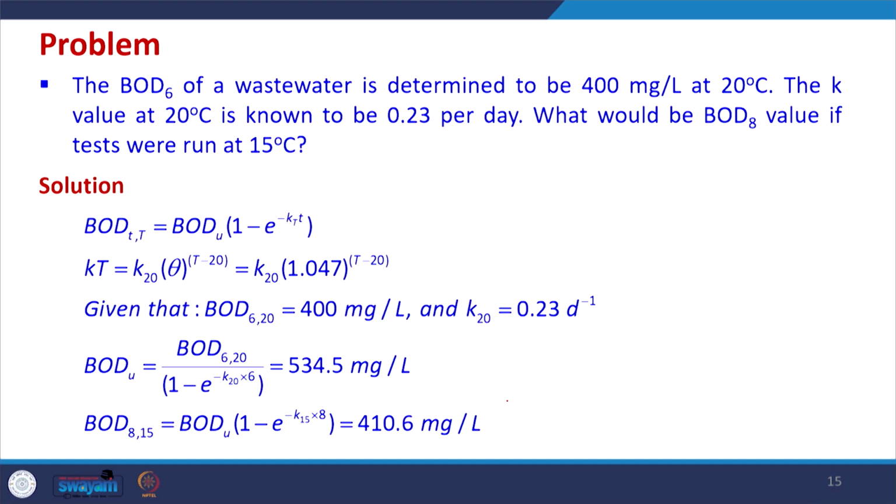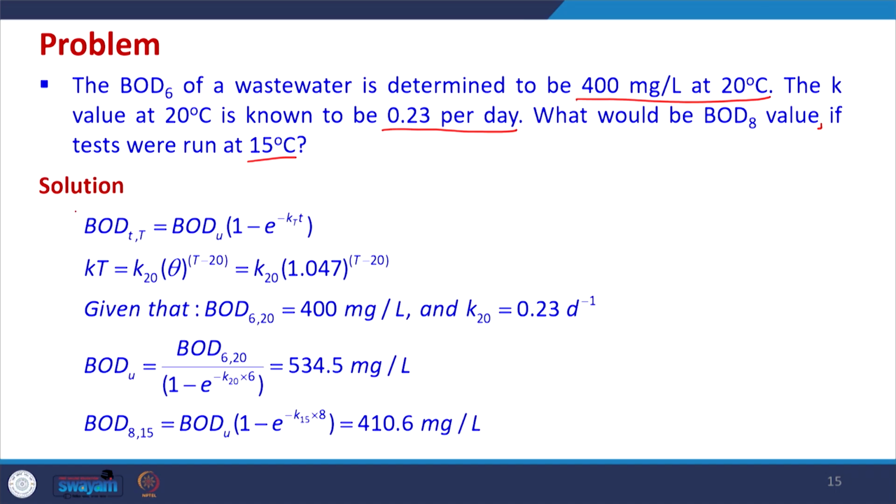Now, there is another question given here. The BOD6 of a wastewater is determined to be 400 milligram per liter at 20 degree centigrade. The K value at 20 degree centigrade is known to be 0.23 per day. What will be the BOD8 value, suppose the tests were conducted at 15 degree centigrade? So, we have the BOD6 given already at 20 degree centigrade and K value is also given.